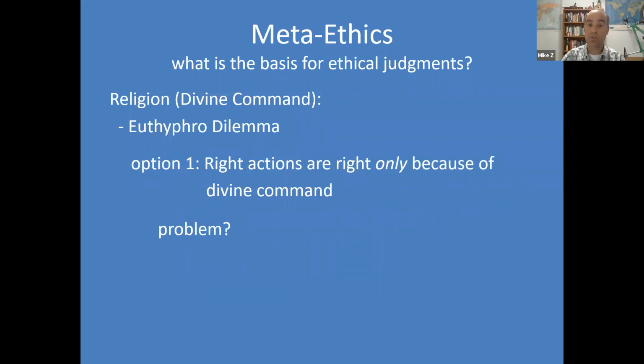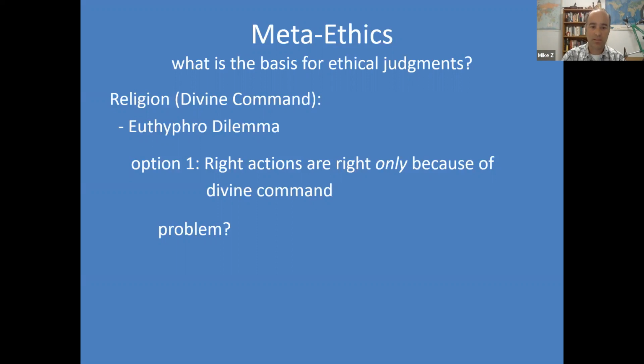So we've got two options. The first option says that right actions are right only because of divine commands. Why is it wrong, for example, to murder? Why is it wrong to ignore the holy days and follow the proper rituals on those holy days? It's wrong because the gods have demanded and commanded us to do those things. And so failing to do them is morally wrong.